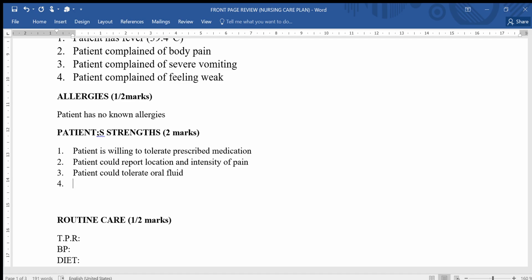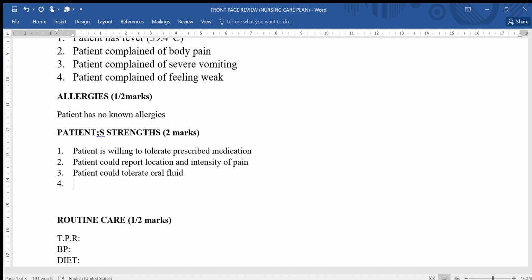Problem 4, a patient complained of feeling weak. So a patient who complained of weakness, he cannot get out of bed, he can't do a lot of basic activity, he cannot perform them. So what do you think the strength will be? What do you think? If the patient could perform a little activity with a minimal assistance, that could be it. If the patient can move independently with a minimal or little assistance, that's it.